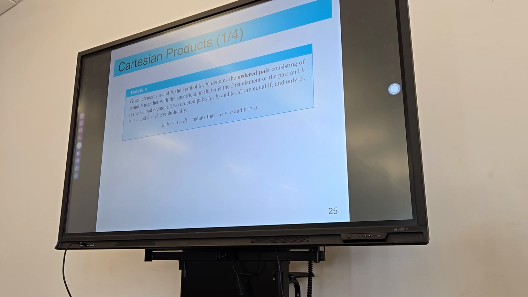Symbolically, if A equals C and B equals D, it means the ordered pairs are the same. So order does matter. This is more like the array that you see in C++. Order matters, duplication matters. So this is a particular type of set.